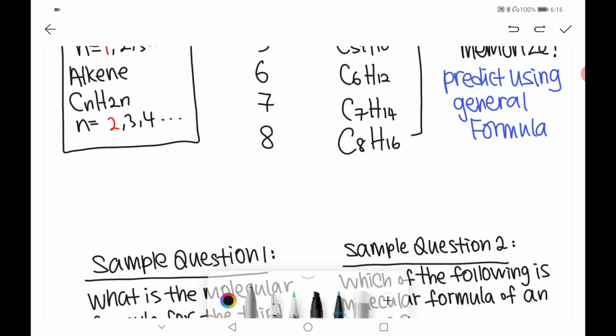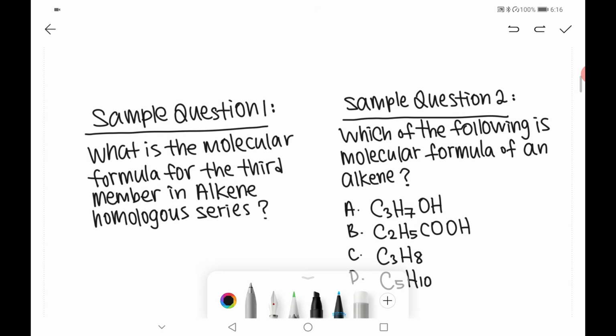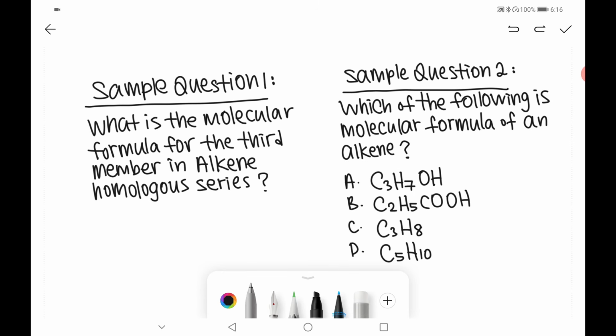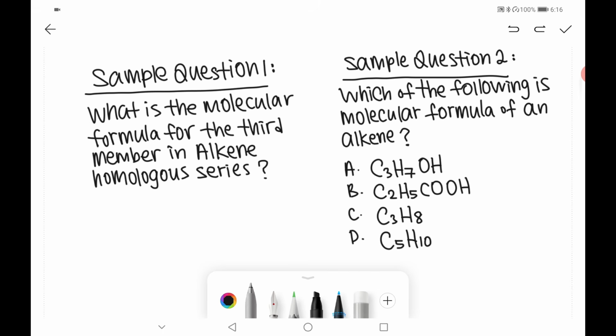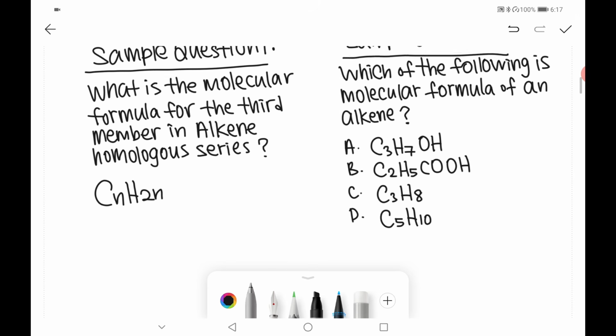Now, how can the question be tested? How can they ask you the question here? I'll show you 2 sample questions that we can discuss together. The first sample question is asking us: what is the molecular formula for the third member in alkene? To predict the formula for alkene, we use CnH2n.